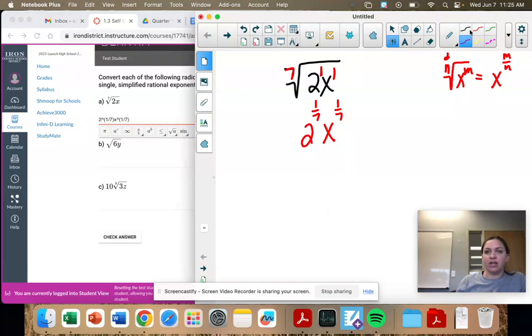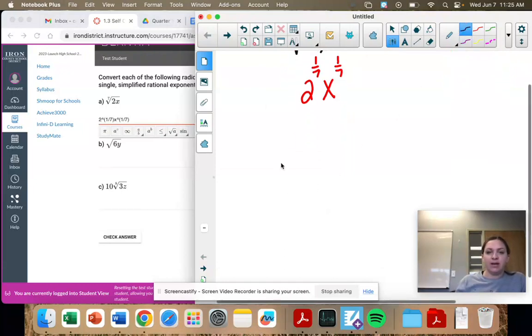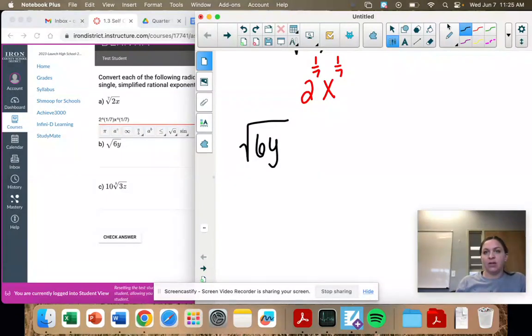Okay, let's look at our next one. We have square root of 6y. So there's no numbers here. Remember, we got to add all the invisible ones. The index is 2, and these are both to the power of 1. So I'm going to rewrite both of these. We have 6 to the 1/2, and then y to the 1/2.